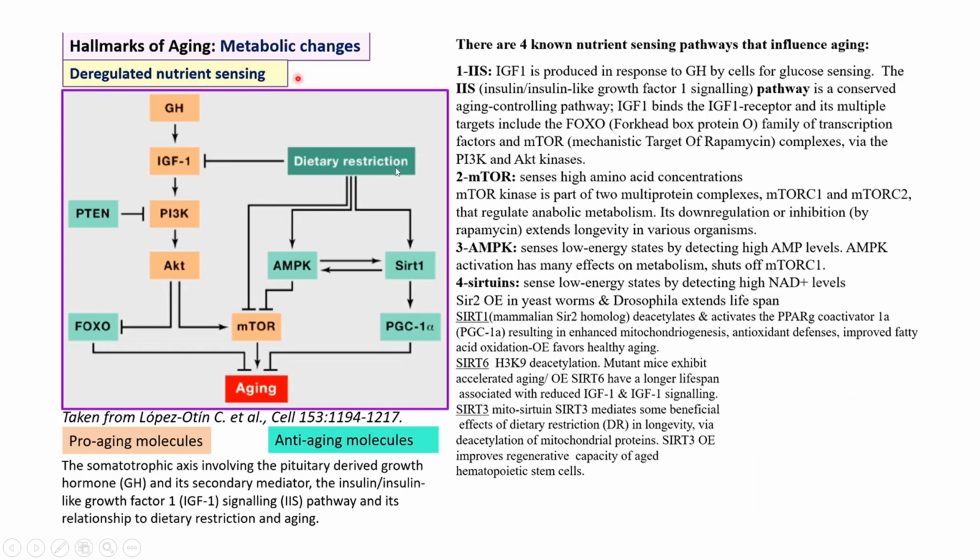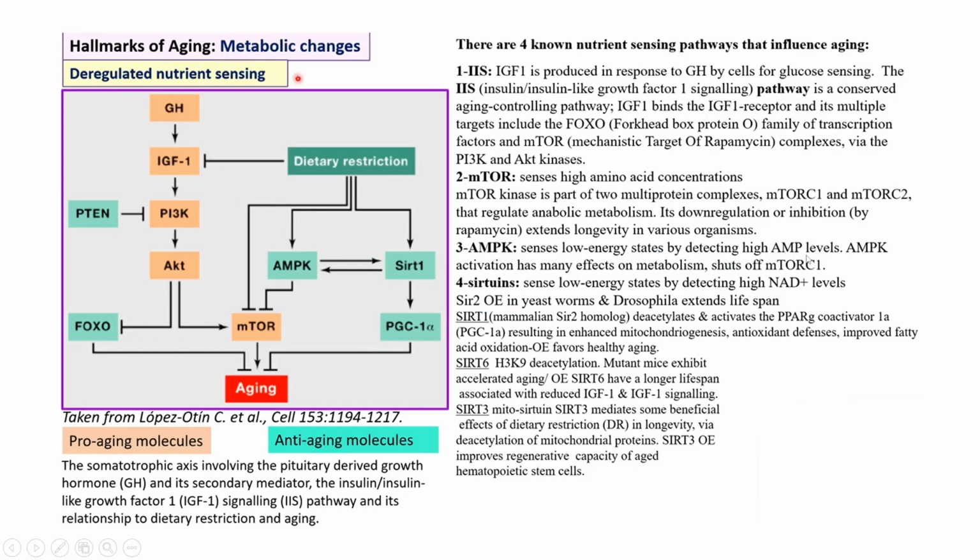But in the dietary restriction condition, when there is a low glucose level in the cells, AMPK and SIRT1 will be activated. AMPK senses the low energy state by detecting the AMP level. In the high glucose condition, glycolysis and the citric acid cycle go through the mitochondrial respiratory chain and produce ATP. So when glucose level is higher, ATP will be higher. But when there is a low glucose level, AMP levels will be higher.